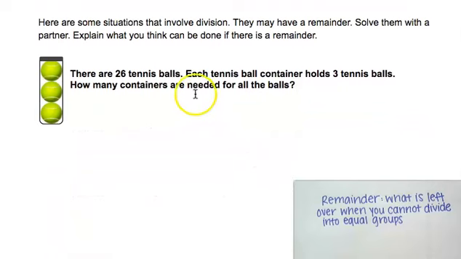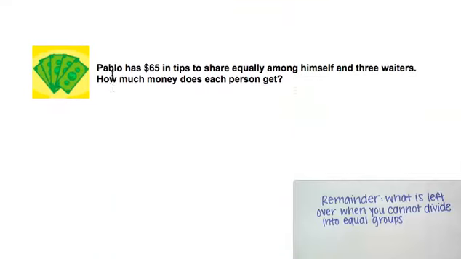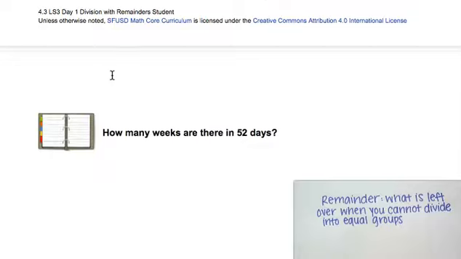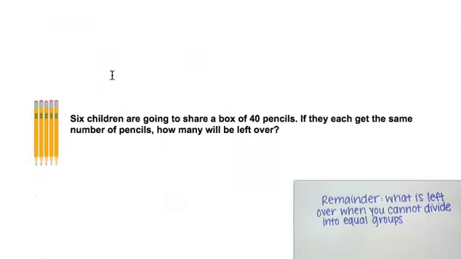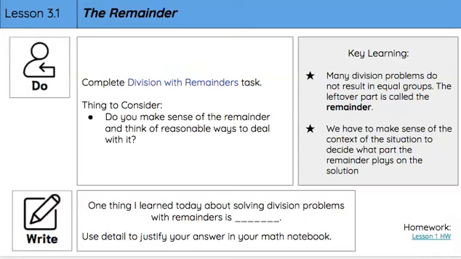This situation involves tennis balls and containers. This situation involves money and tips. This situation involves weeks and days. And then finally, this situation involves boxes of pencils. All of the situations will involve a remainder. Do you make sense of the remainder and think of a reasonable way to deal with it?